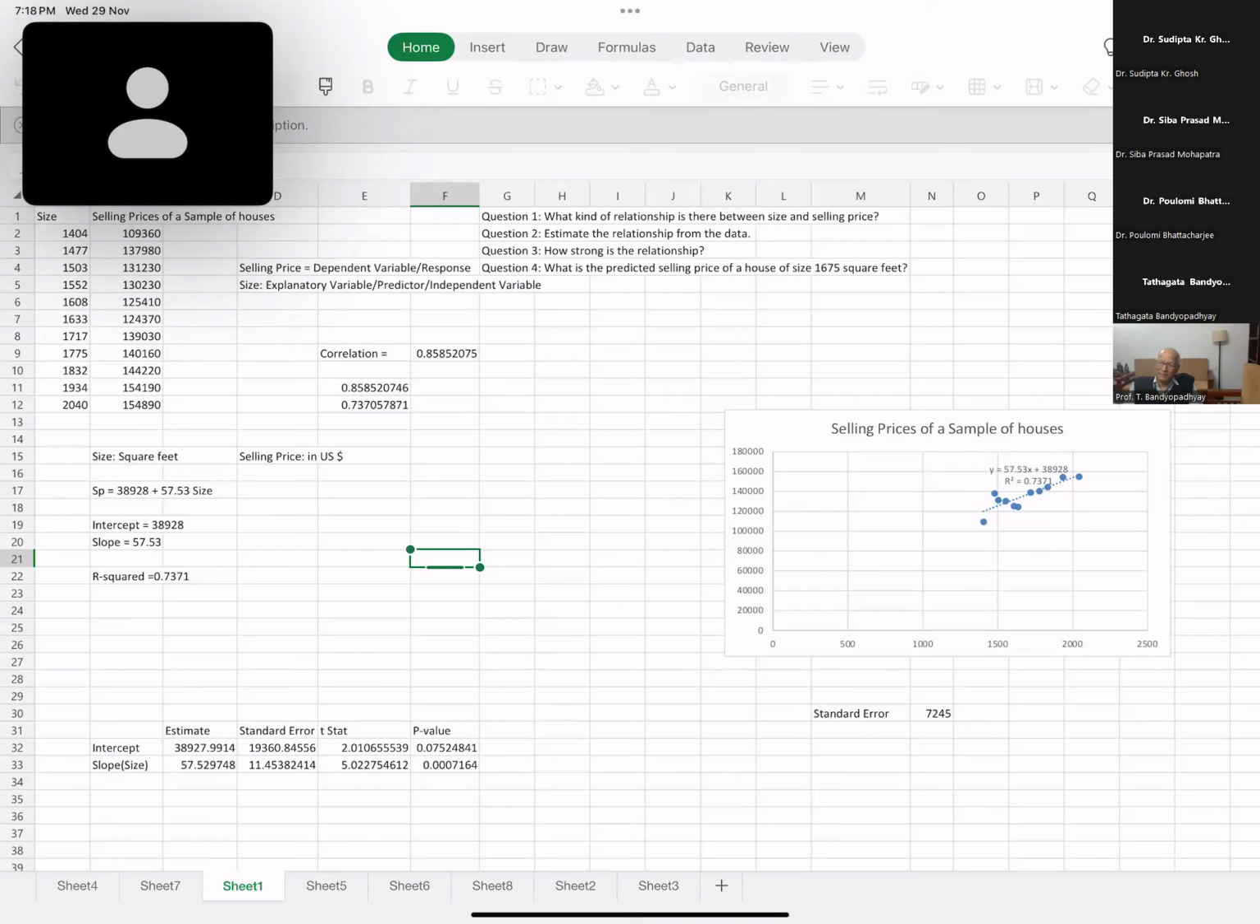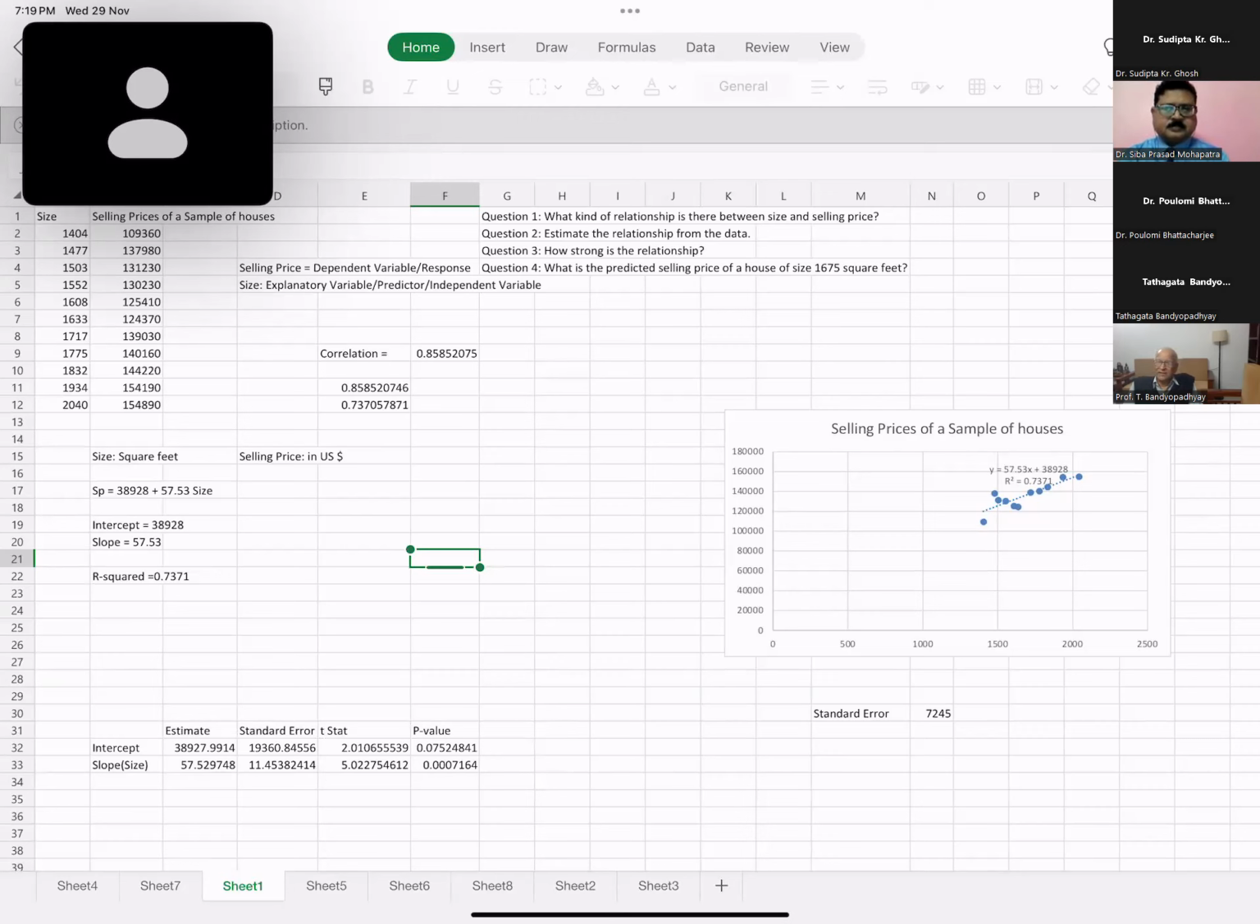Third question: how strong is the relationship? That is, what is the strength of this relationship? If the relationship is very strong, your prediction would be more accurate. And if the relationship is weak, then your prediction would be less accurate. So the accuracy of the estimate depends on the relationship between the two variables. I'm giving you an example of what is meant by a strong relationship and a weak relationship.